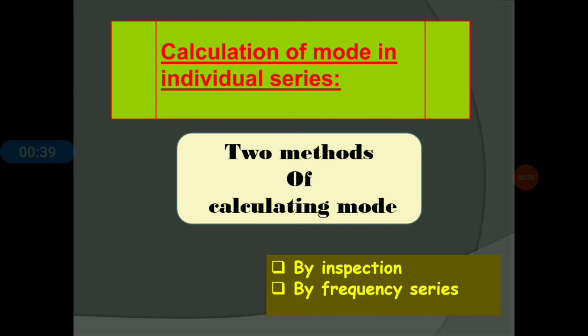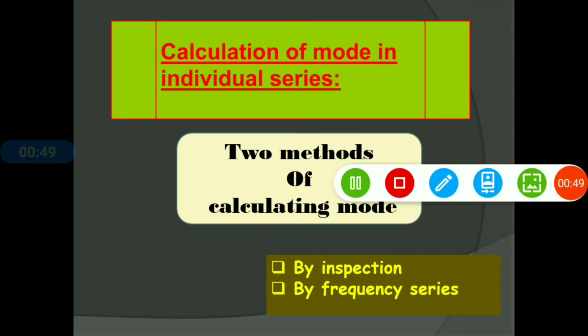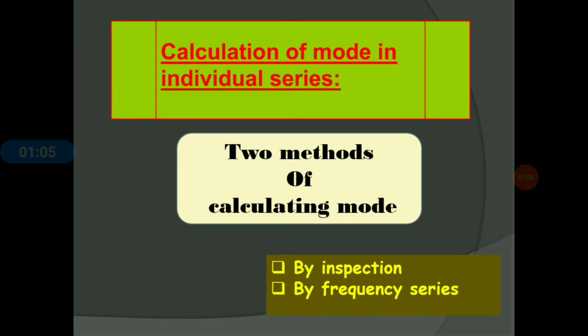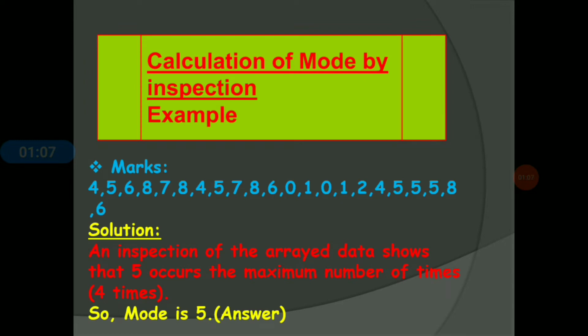So here we can see the calculation process of mode in individual series, and there are two methods of calculating mode. The first one is the inspection method, and the second one is the frequency series method. We have already explained the inspection method in my previous session. So then go to my next slide where we can see the calculation process of mode by frequency series.